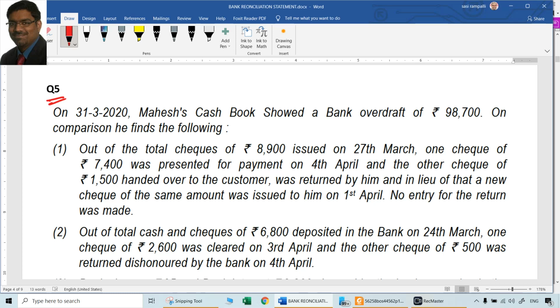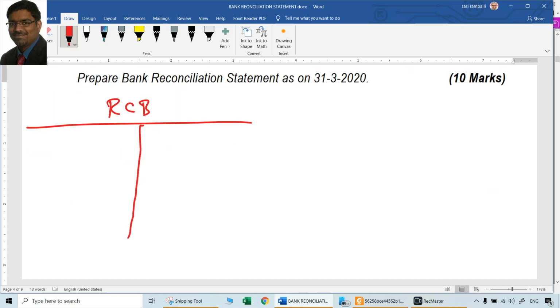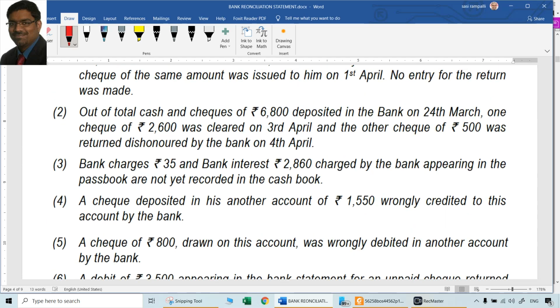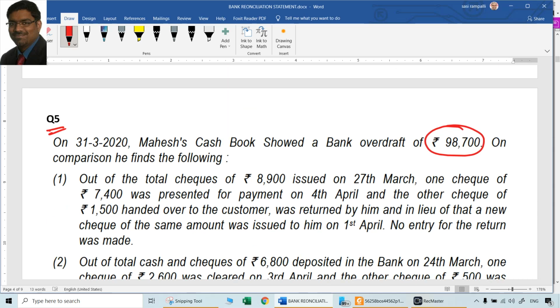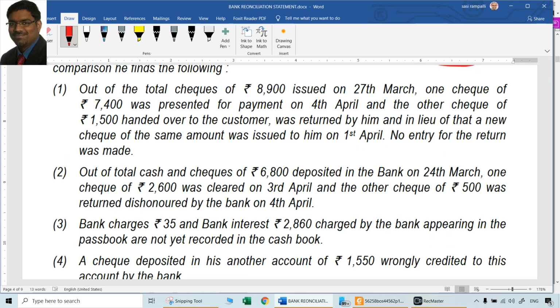Let us start with the starting point as usual, which is an overdraft of 98,700. So the cash book showed an overdraft of 98,700. So by balance brought down, 98,700. That is the starting point. Overdraft is a credit balance because it is a liability, we know that. Now look at various items.